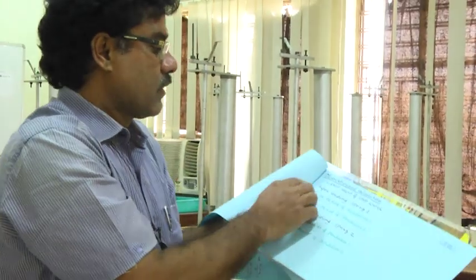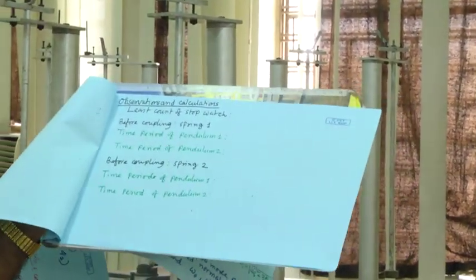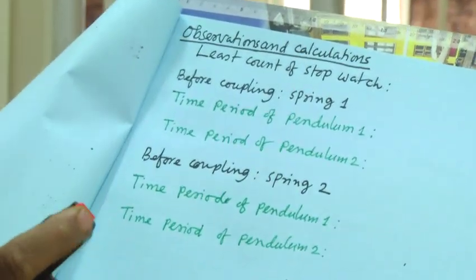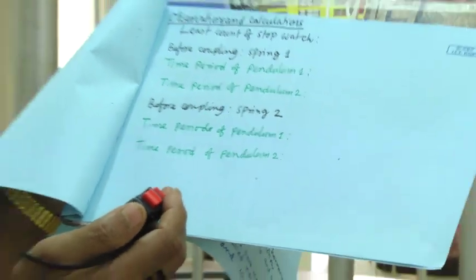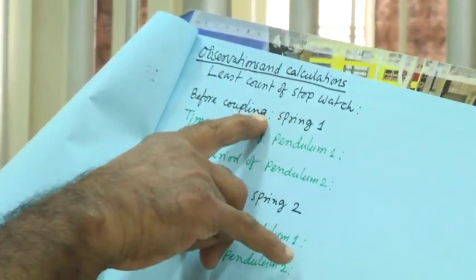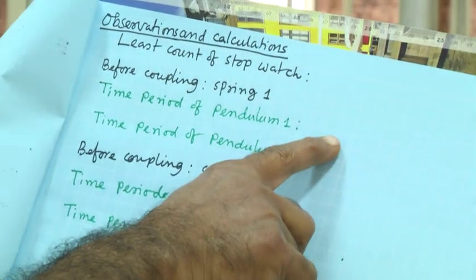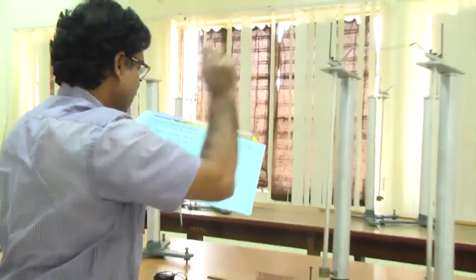So, here what we have to do is observation and calculation. We will use the stopwatch. What is the least count of the stopwatch, that I have to note down. The least count of the stopwatch in this case is 0.01 second. So, that we will note down. Now, before coupling, spring 1, the time period of pendulum 1 as I showed you, we have to note down. The time period of pendulum 2, we have to find out before connecting. So, I will note down.